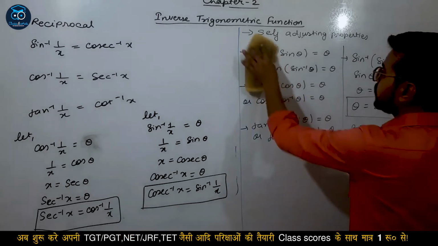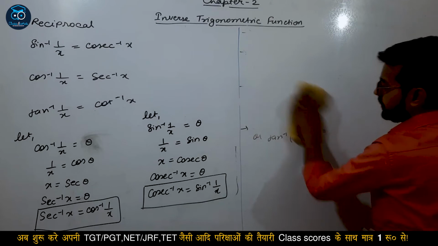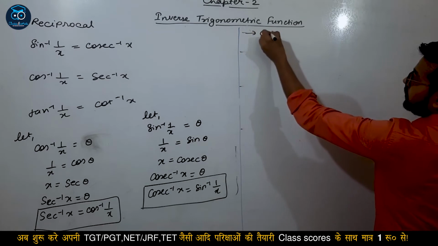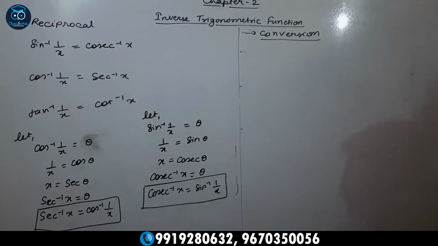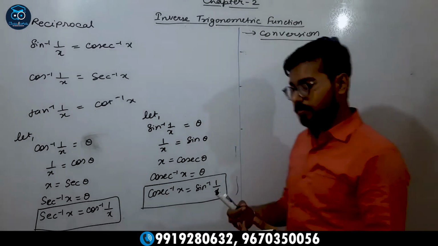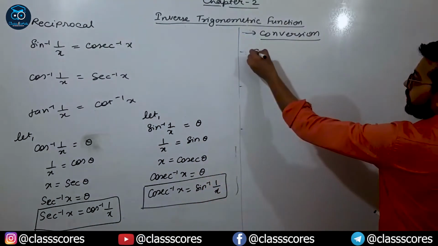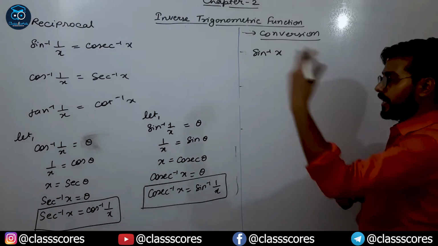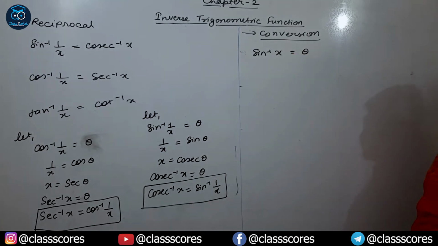Now we are moving towards the third type of property, that is the conversion property. What is conversion? In this property, we need to convert that sine term into any other trigonometric ratio. Like we are given sine inverse x. We need to write this sine term in terms of tan or cot or any other ratio. So what can we do? Just assume this term equals theta.